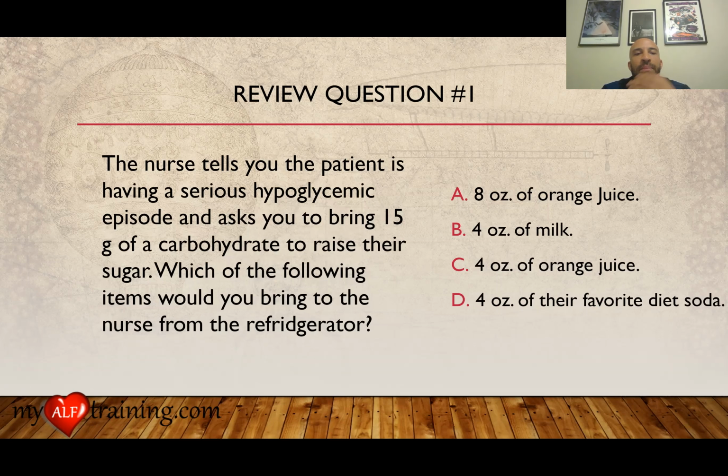So you may have just seen that answer, but this is question number 2. The nurse tells you the patient is having a serious hypoglycemic episode and asks you to bring 15 grams of a carbohydrate to raise their sugar. Which of the following items would you bring to the nurse from the refrigerator? Would you bring 8 ounces of orange juice, 4 ounces of milk, 4 ounces of orange juice, or 4 ounces of their favorite diet soda?